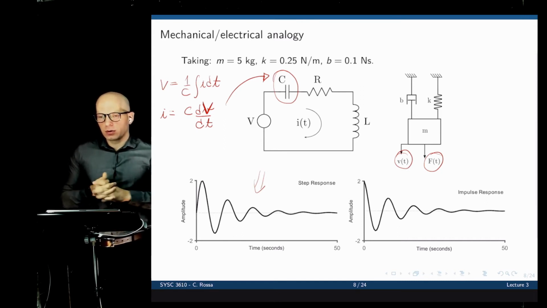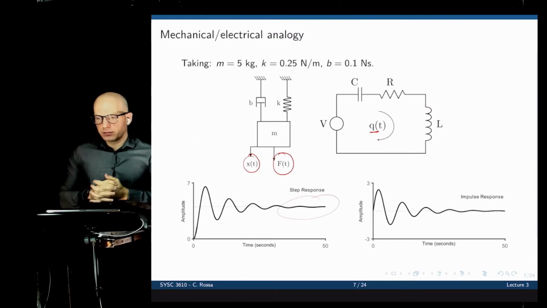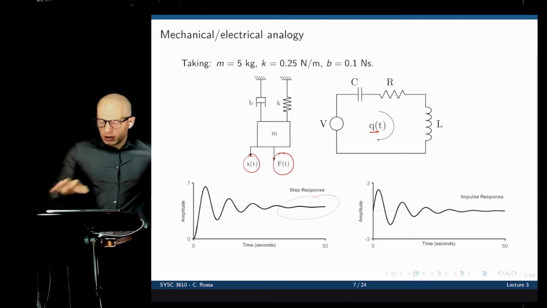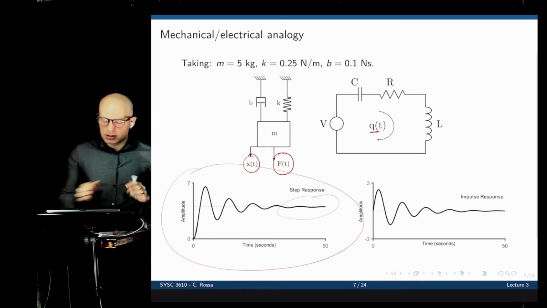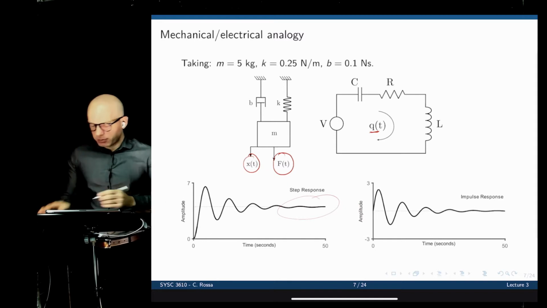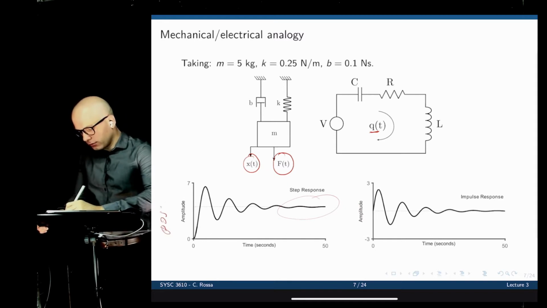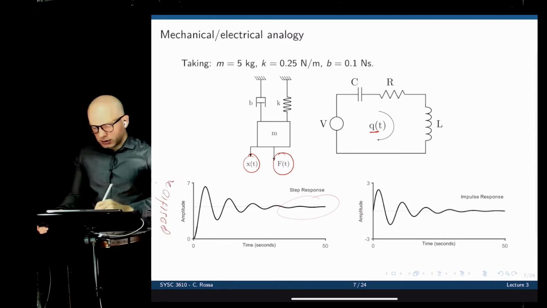Sorry, the graphs on the previous slide are slightly different. Are these graphs for the mass and the spring system, and the ones on the next slide are for the circuit? No, they are both. This graph here applies to both the mass and the circuit. It is the step response, and this is for position.